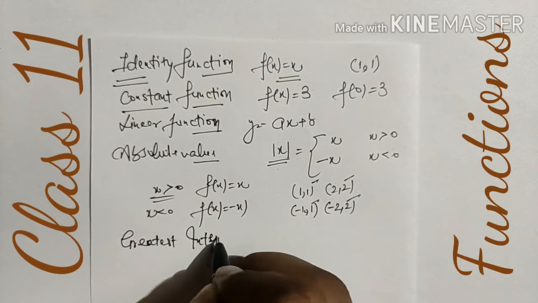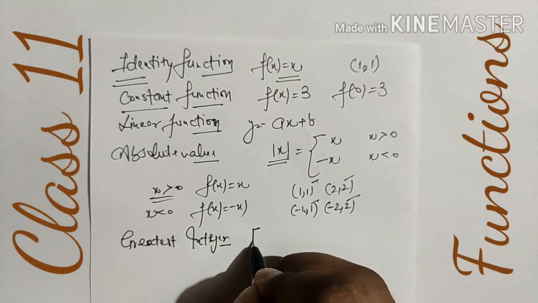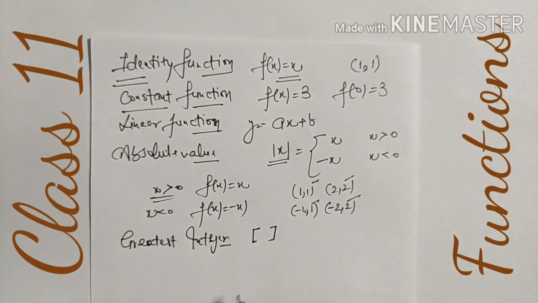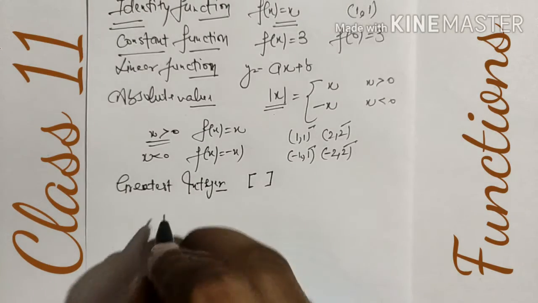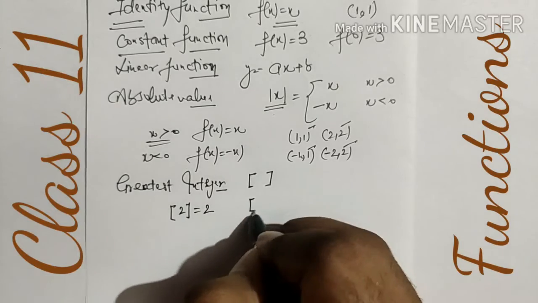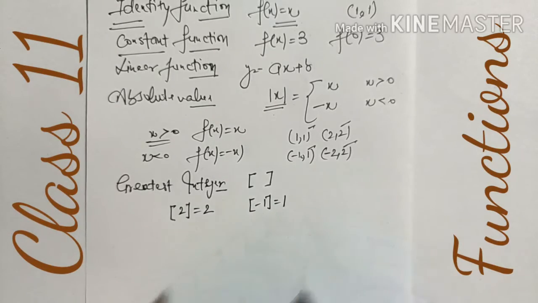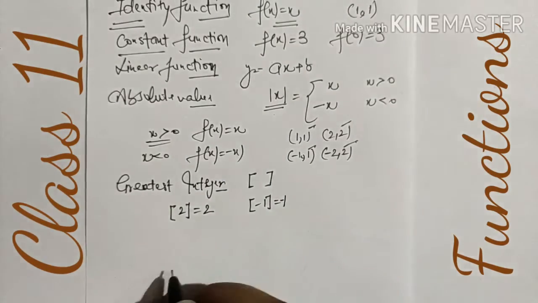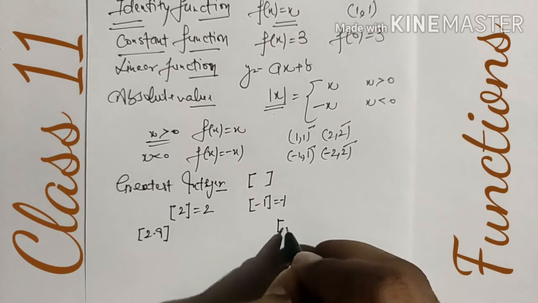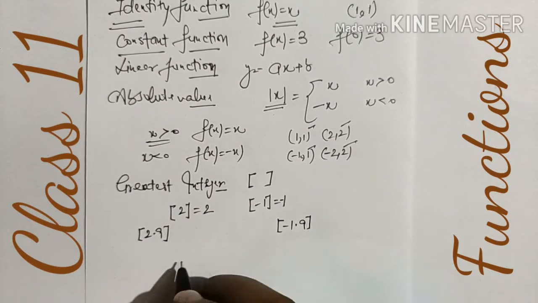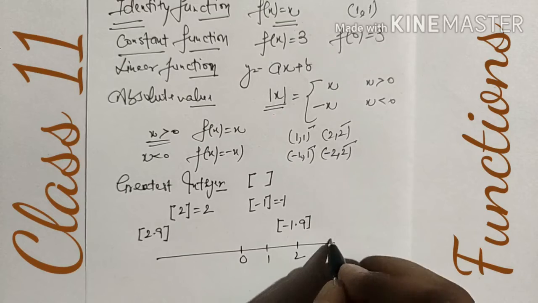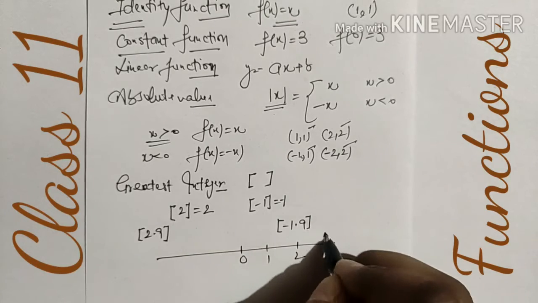Next is our greatest integer function. This is an important type of function. This is the symbol for it, a square bracket like this. The way to use it: for a complete value, either positive or negative, there is no change. For a positive value, a positive answer. For a negative value, a negative answer. In case of a fraction, we have to identify with the help of a number line. So we draw a number line, indicate the points first and locate them.